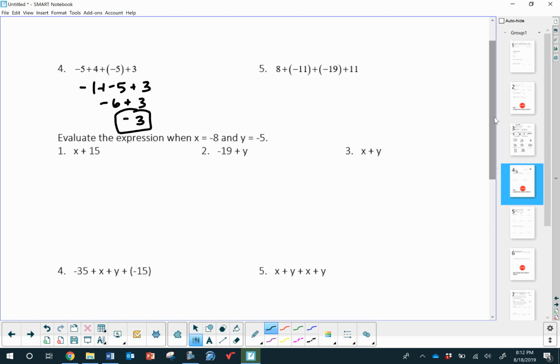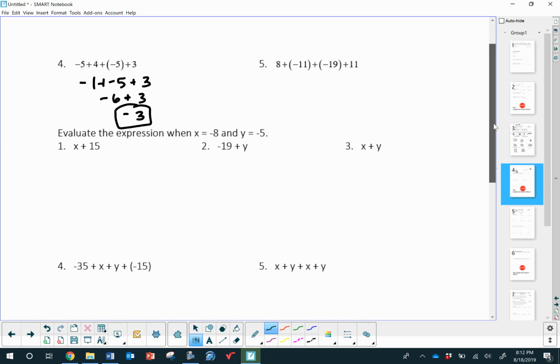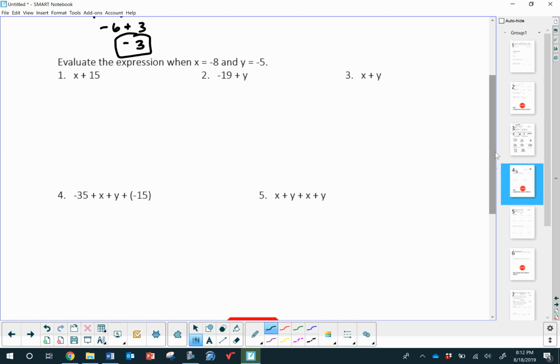Alrighty, I'm going to leave number 5 for you to try, and I'm going to jump down to where we are going to evaluate a few expressions. It says evaluate the expression when x equals negative 8 and y equals negative 5. Wherever I see an x, I'm going to plug in a negative 8, and wherever I see a y, I'm going to plug in a negative 5. So my first one would be negative 8 plus 15. I have opposite signs. Subtract, take the sign of the larger. My answer is positive 7.